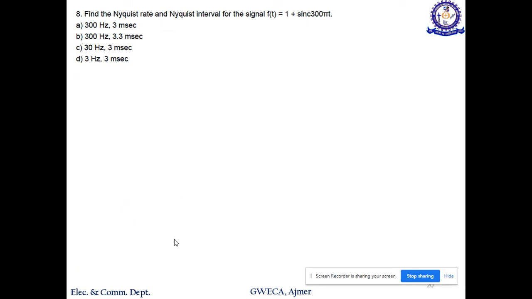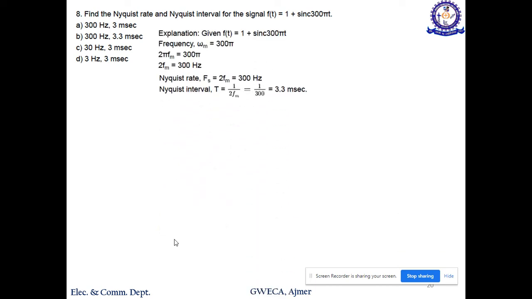Next question. Find the Nyquist rate and Nyquist interval for the signal 1 plus sinc 300πt. Again the same procedure. ωm is given by 300π. ωm is equal to 2πf.